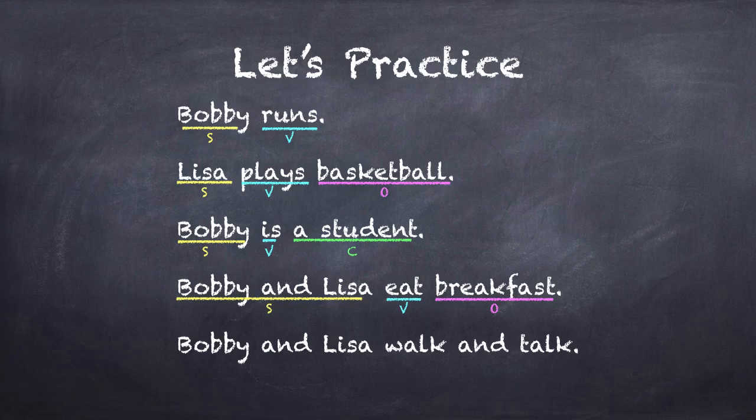In the final sentence, we have Bobby and Lisa walk and talk. Bobby and Lisa is the subject. Walk and talk is the verb. Bobby and Lisa are both connected to both verbs, walk and talk, so this sentence has just one subject and just one verb, not unlike the first sentence, Bobby runs.